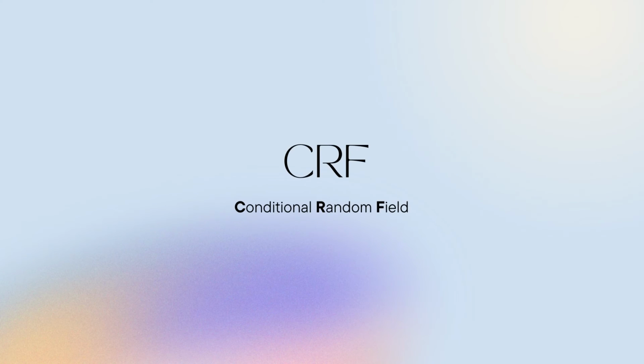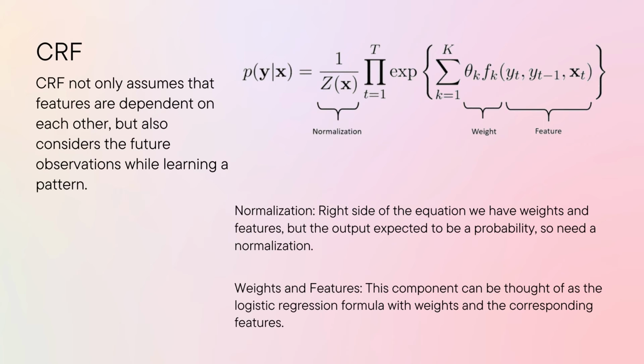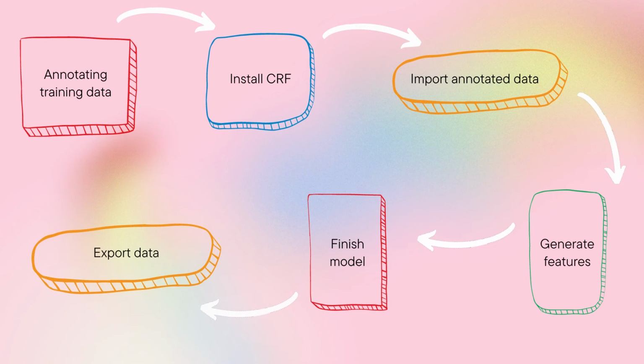CRF is conditional random field, which not only assumes that the features are dependent on each other, but also considers the future of observations as we learn a pattern. We can see the formula. The left part is a normalization, because on the right side of the equation we have weights and features, but the output is expected to be a probability, so we need a normalization. The weights and features component can be thought of as a logistic regression formula with weights and the corresponding features. And this is a chart that shows how the CRF works.